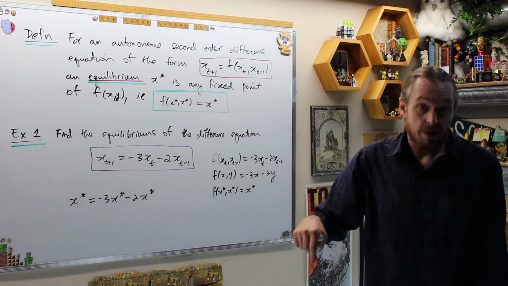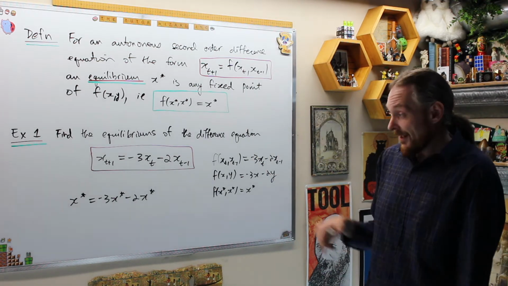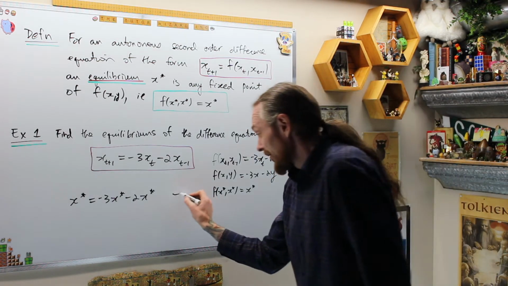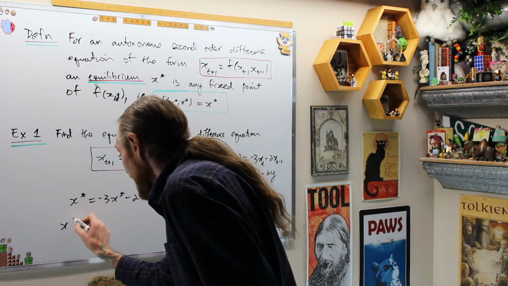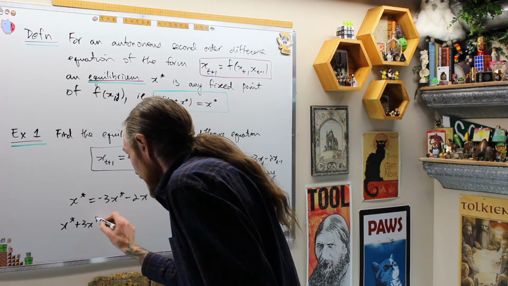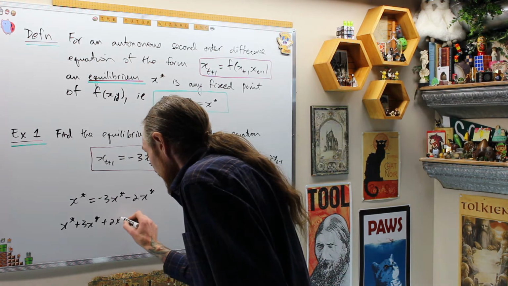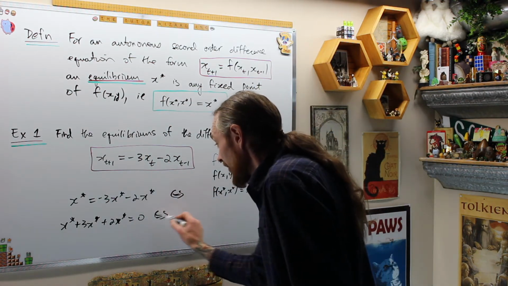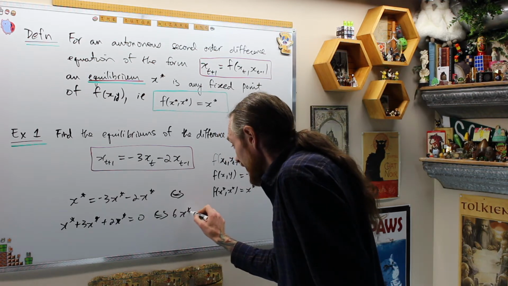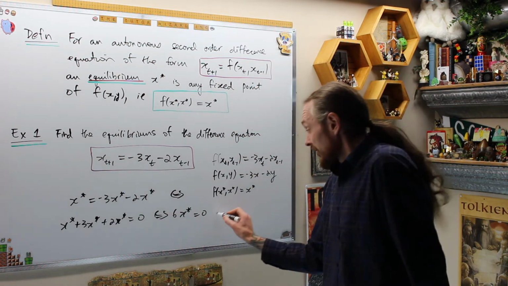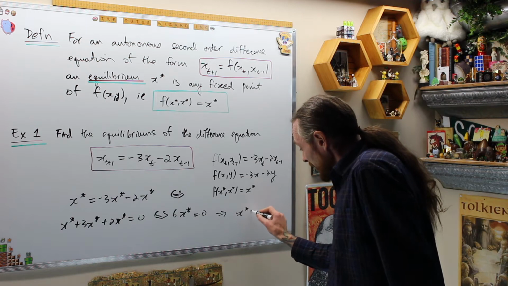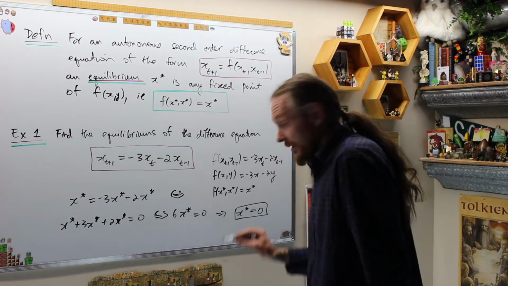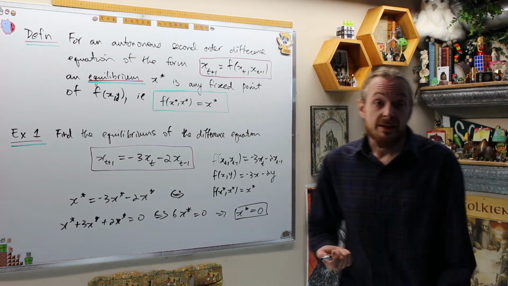How do I solve for x? I bring x star to one side, and then I isolate everybody else on the other side. What's going to happen here is, if and only if, we get x star plus 3x star plus 2x star equals 0. Factor x star out. This is if and only if 6x star equals 0. 6 can't be 0, so this says the only equilibrium for a homogeneous second order difference equation is going to be x star equals 0.